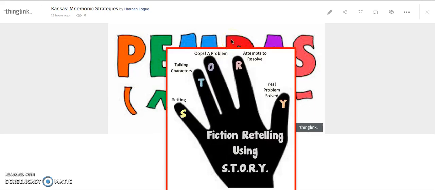So the first example that we see here is letter. This is over fictional retelling, using the word story. The S stands for setting, T stands for talking characters, O stands for oops, there's a problem, R stands for the resolution, and the Y stands for yes, problem solved. So students can easily remember these five categories based on the letters in the word story.